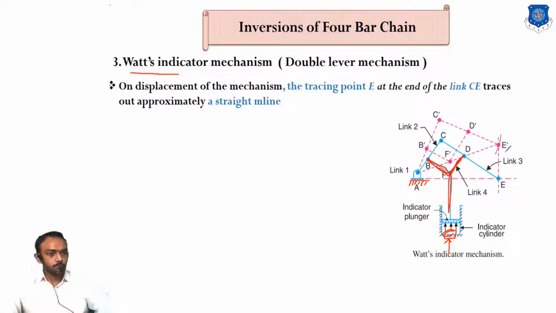The indicator is used for indicating the pressure of this cylinder from this point to this point, and the E point always travels in a straight line. So we will also study it in the straight line mechanisms. It is also known as a double lever. Why double lever? There is no crank, so it is also known as a double lever. Okay, thank you.